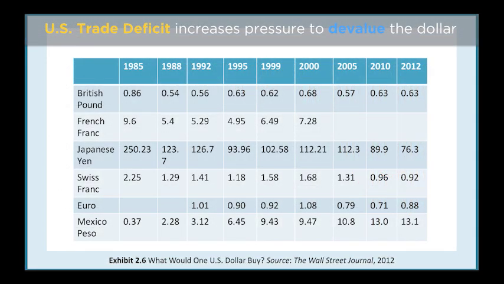Now, one of the things to know about deficits is that they increase pressure to devalue the dollar. How come? Well, let's say that you've got a company and you're making something in the U.S., but you want to sell it in Europe. So the price of it in dollars is $100. If the dollar is strong against the euro, that means it takes more euros for every dollar. A weak dollar means it takes fewer euros for every dollar. So let's say that when the dollar is strong, it costs 125 euros to buy your $100 product. But when the dollar is weak, it only takes 75 euros to buy your product.